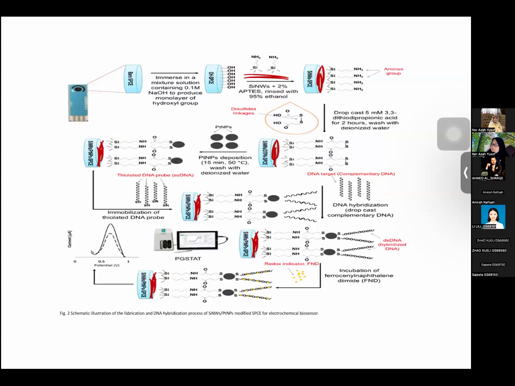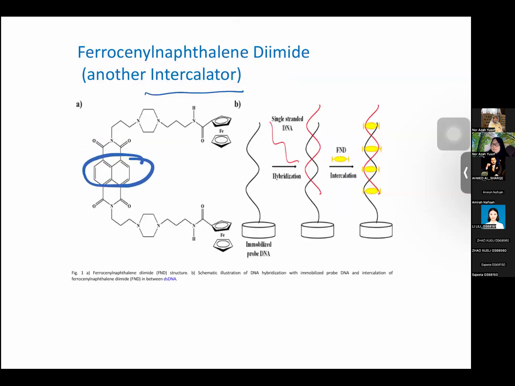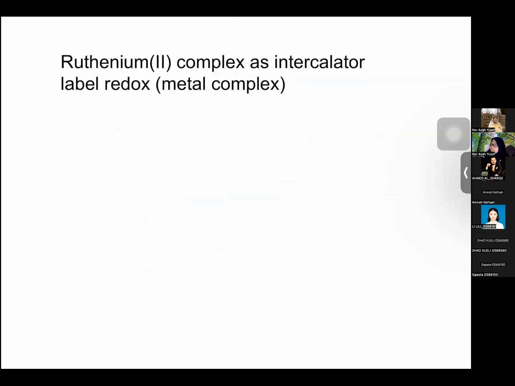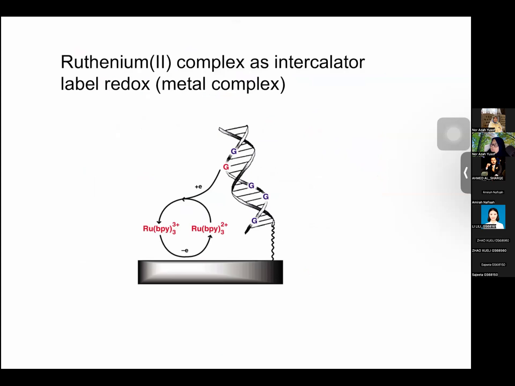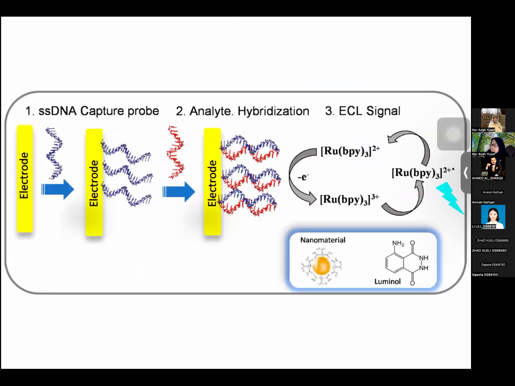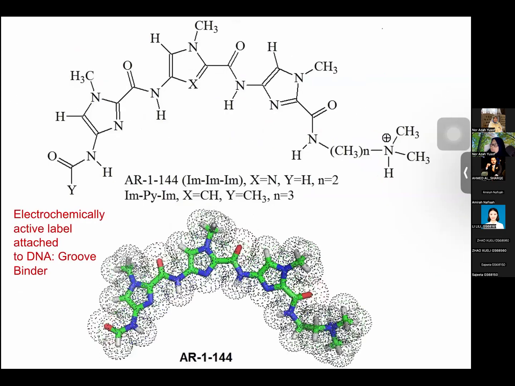But usually they have a flat structure, and I'm going to show you metal complexes, ruthenium complex, and they are also intercalators. They slot inside the DNA. Okay, this is an example of groove binders. You can see the main characteristic of groove binders. They are crescent shape. They have this crescent moon shape.